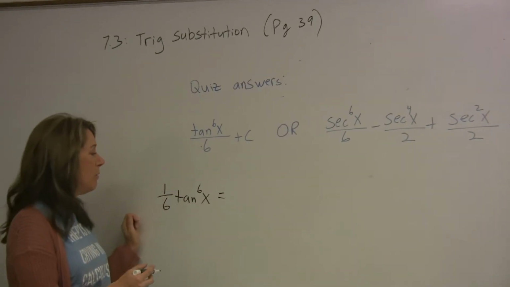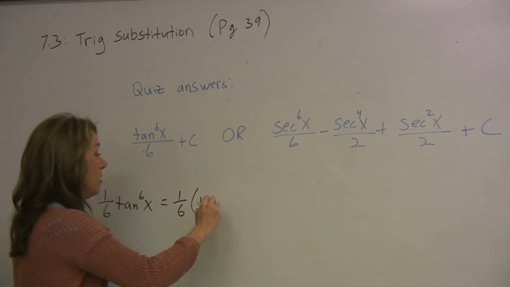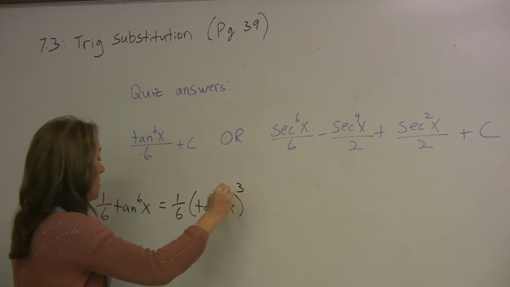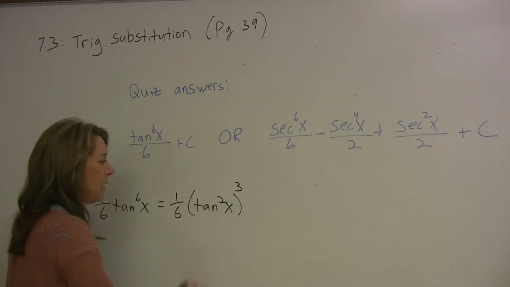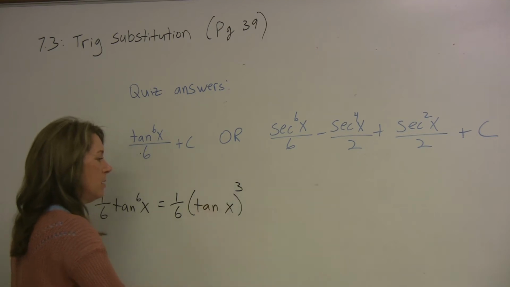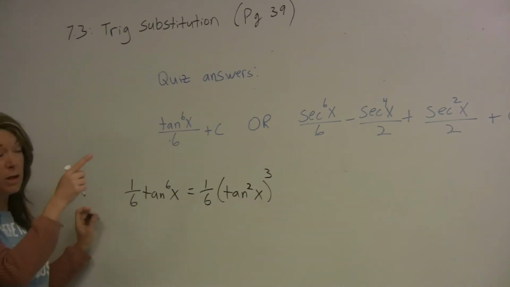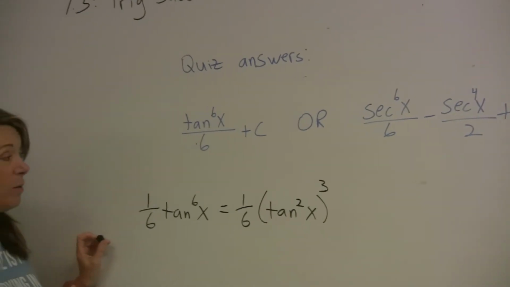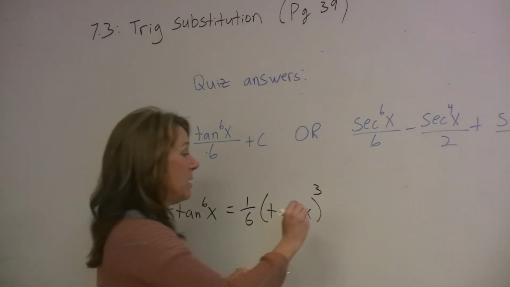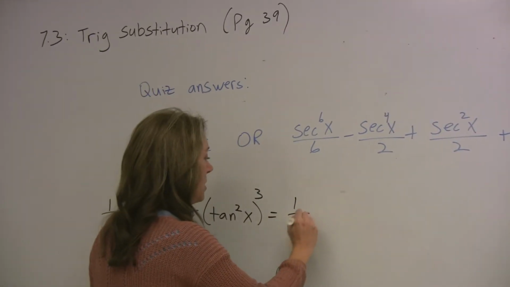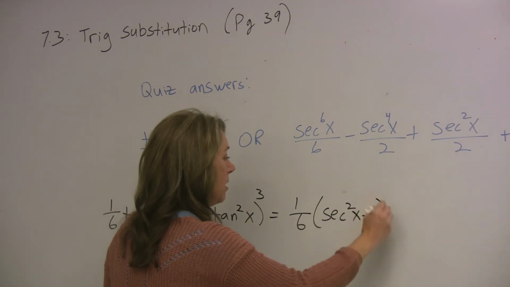What can we do with tangent squared? Can I write this as tangent squared cubed? Two. It's getting worse as I go. Hang on, let me fix my 2. Tangent squared cubed, that's tangent to the 6th? Yep. According to our identities over there, what is tangent squared equal to? Secant squared minus 1. So this is 1/6 times secant squared x minus 1, the quantity cubed.